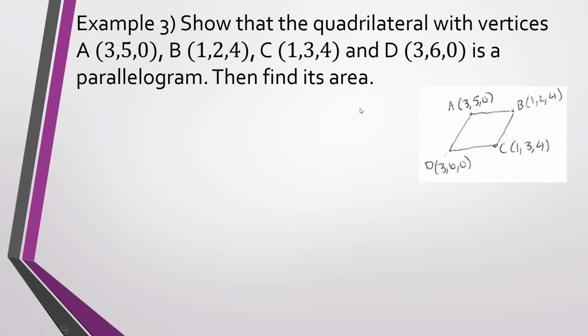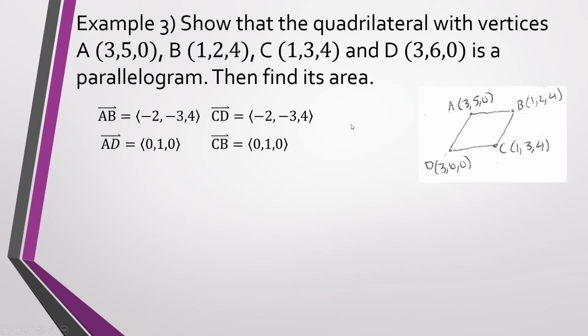Okay? So the first thing we're going to do is find the component form for the vector for each side of this quadrilateral. So the vector from A to B, the vector from C to D, or D to C, you could do it either way, from A to D and from C to B, or B to C. It doesn't matter which way you have your vectors go. Okay? So from A to B, from 3 to 1 is -2. From 5 to 2 is -3 spaces. From 0 to 4 is 4 spaces for our z component.